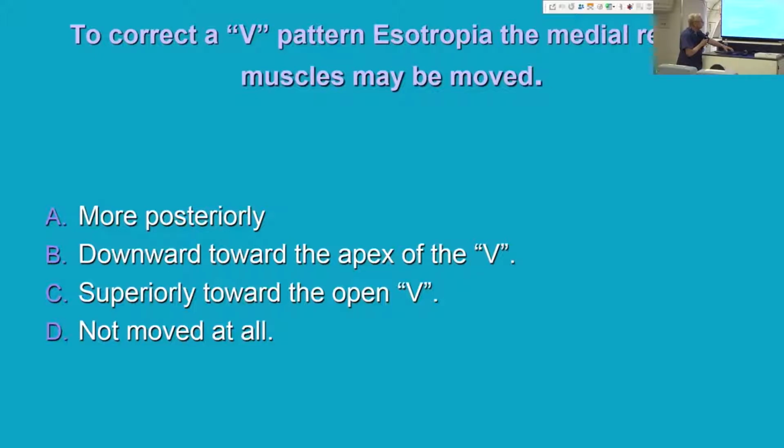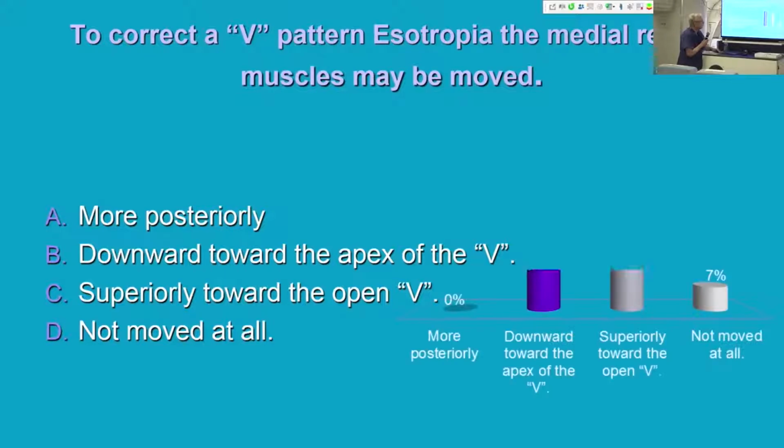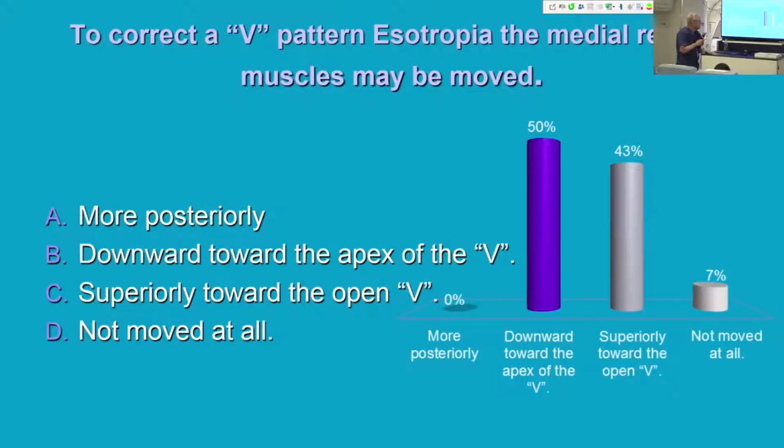If we look at the responses, 50% say that you can move it downward toward the apex of the V. Some believe you can move it superiorly toward the open V. I can tell you briefly, and we'll get into it, that as a general rule, it's medials toward the apex, laterals toward the base if you're going to correct a V or an A pattern. So we usually do move them down, because you get more effect of the recession of the medial rectus muscles in the area where you have placed them. If you have a greater degree of esotropia in downgaze and you move the muscles down, you're going to correct more of it in that position than you would in the primary gaze position. So that's one of the approaches to a V pattern, but we'll talk about that.